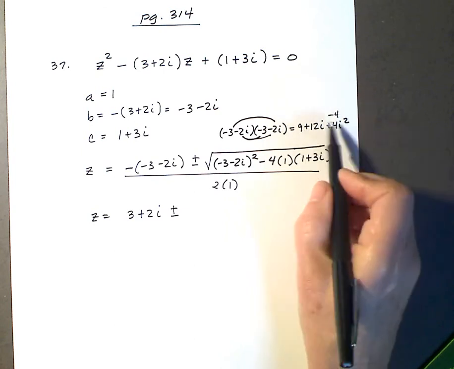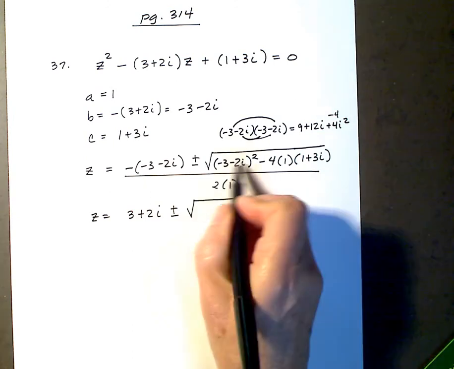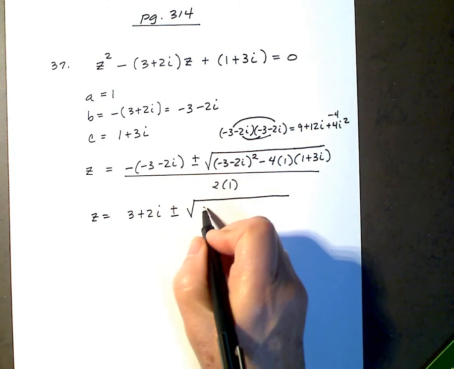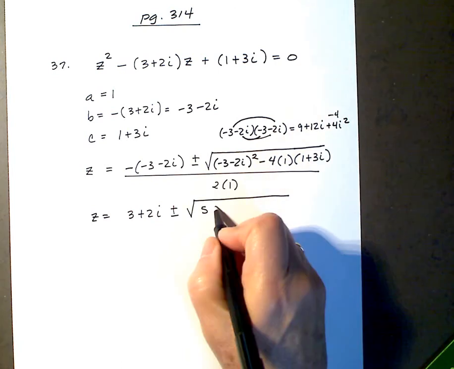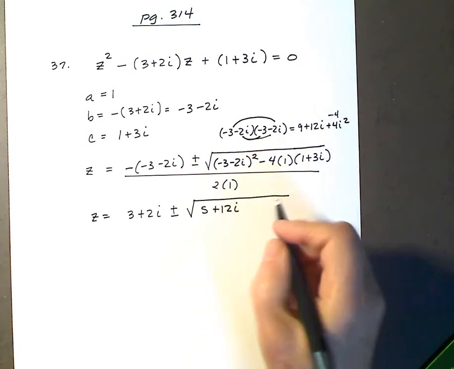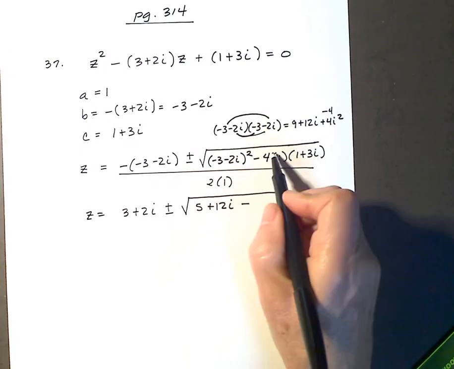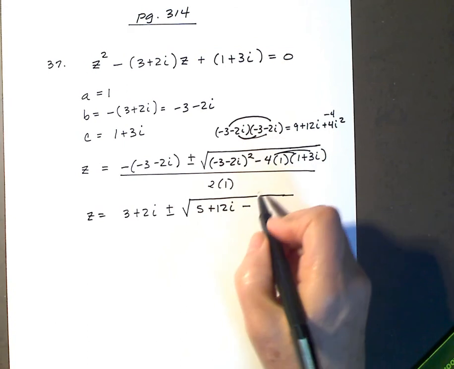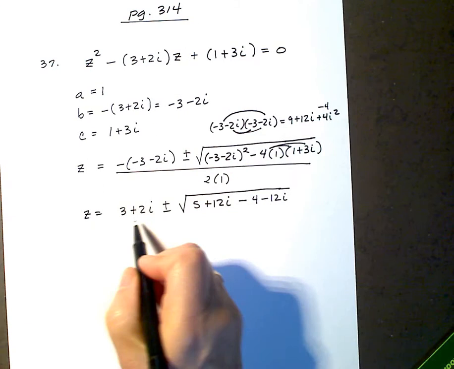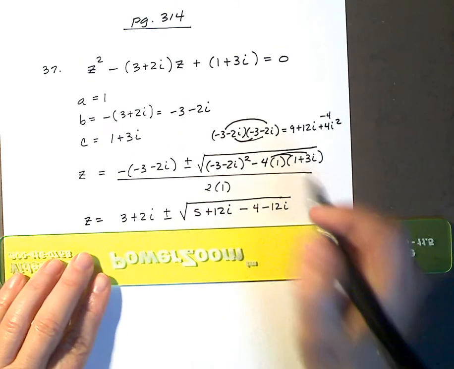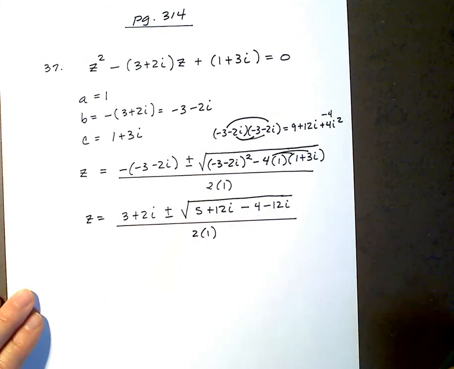So 9 minus 4, so let's go here. When I square this, I get a 9 minus 4, or a 5, plus a 12i. And it's that whole thing minus 4 times 1 plus 3i. So if I just distribute that 4 to the 1 and the 3i, I get a minus 4 and a minus 12i. And again, this is all over 2 times 1, 2. Should have just written 2.